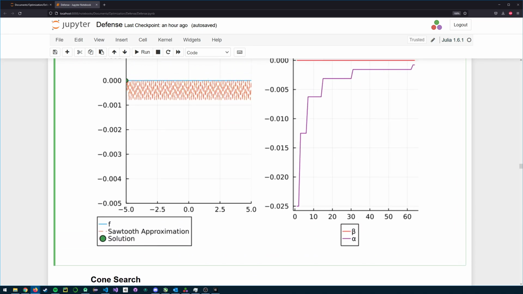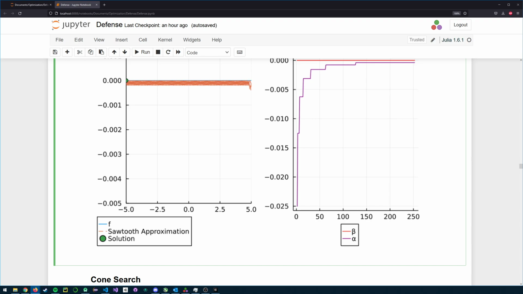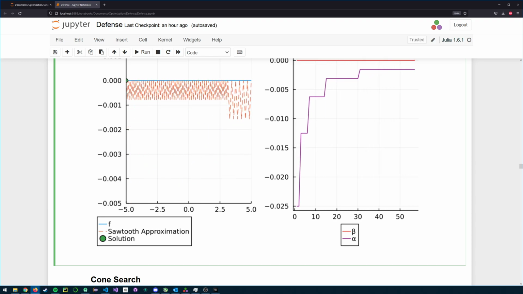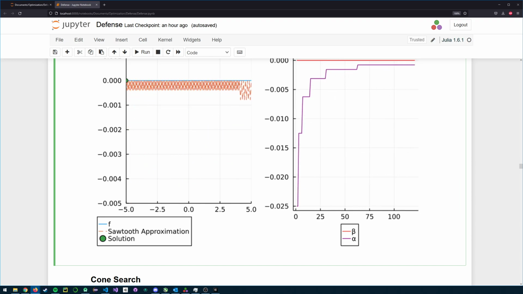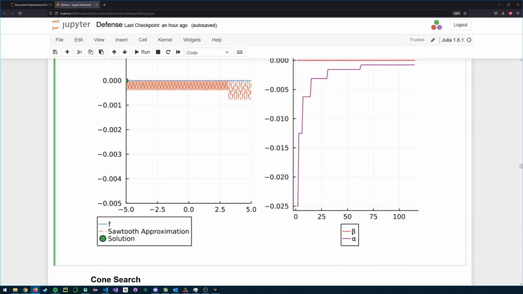Okay, so that's Piyavskii's algorithm. That's the one-dimensional version of what I'm about to show you. So this is my own implementation of the n-dimensional case, and it's going to be a little bit complicated in terms of the implementation. If you're interested, you can look at the code, which I've linked, and you can see my implementation there. There's a couple of different ways I do this.